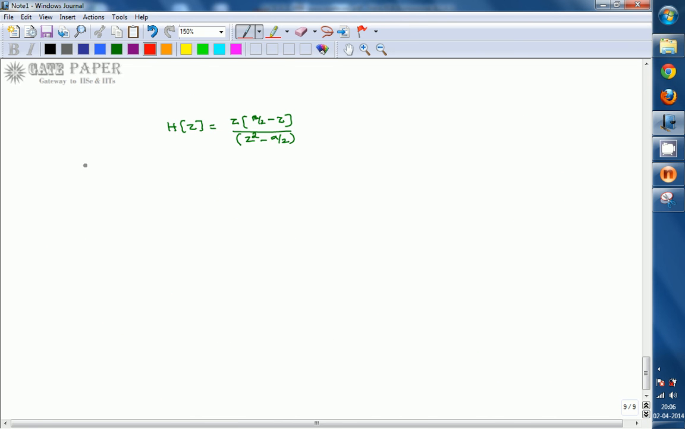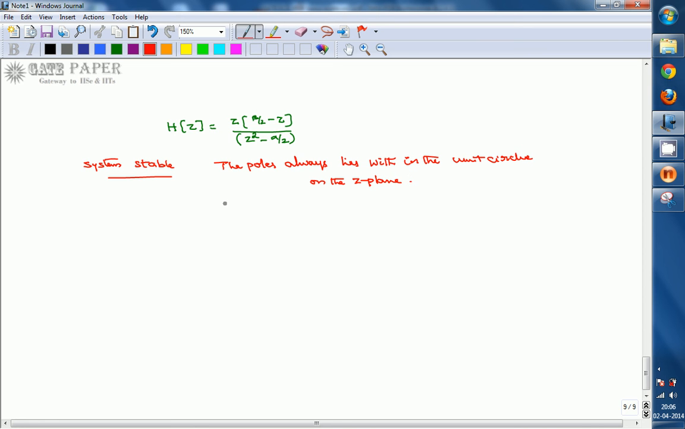In order for the system to be stable, from the poles and zeros, the poles must always lie within the unit circle on the z-plane. We know that.